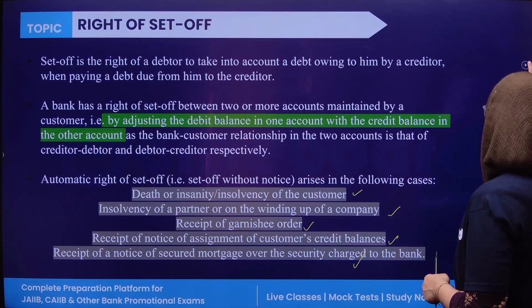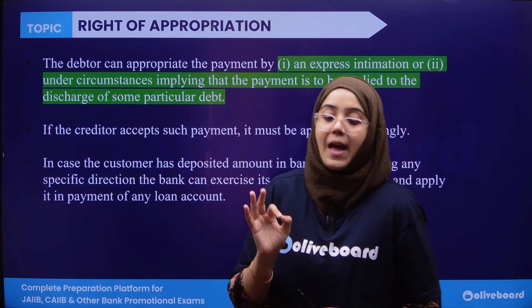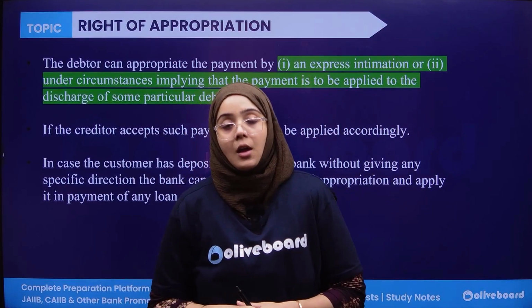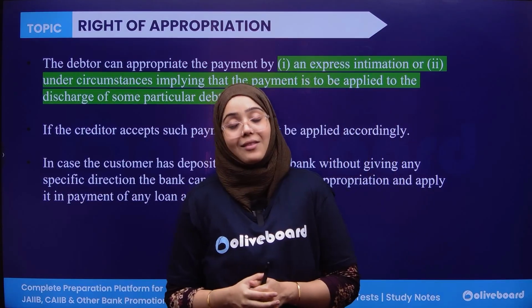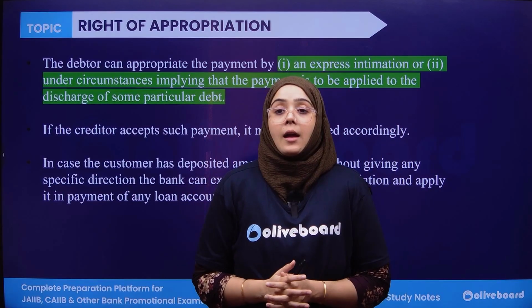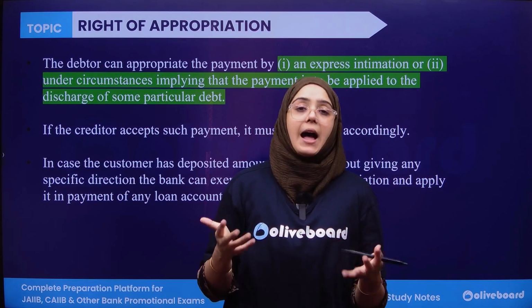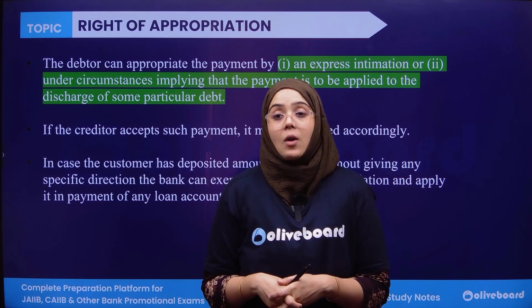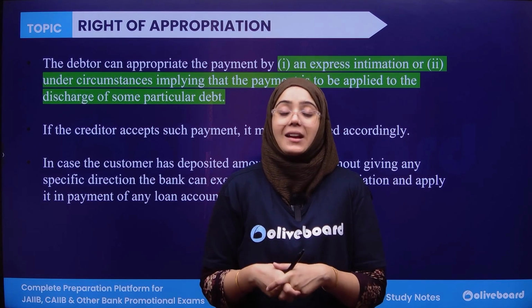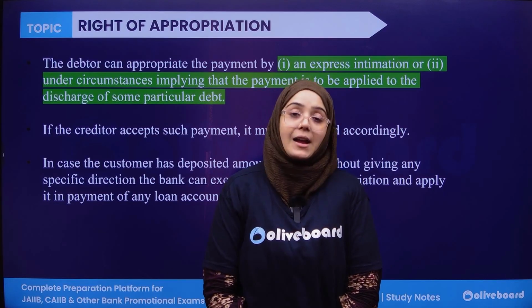Okay, next. Third, there is the right of appropriation. Now, what is the right of appropriation? I'm just giving you again an example. For example, I have my EMIs, my car EMIs, which I have to pay regularly to the bank. Now I have credited some amount in my bank account.